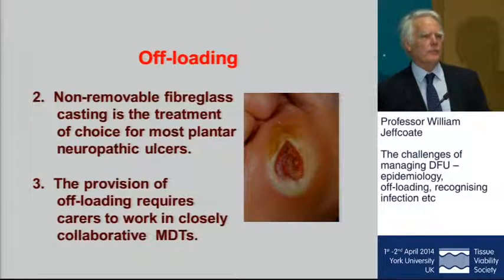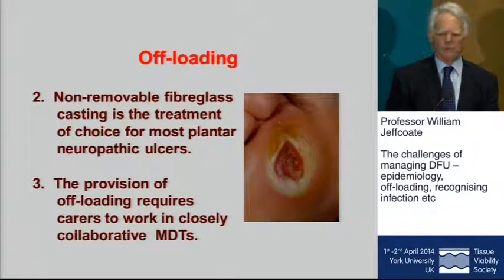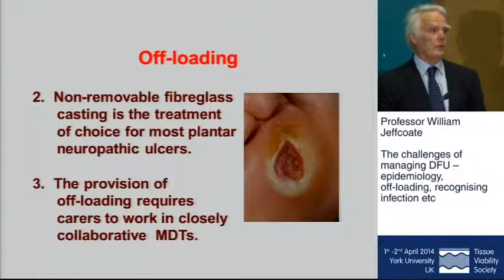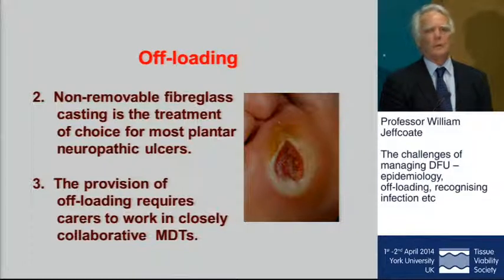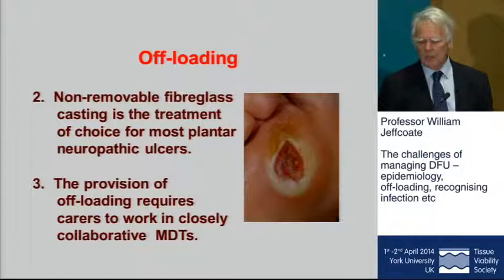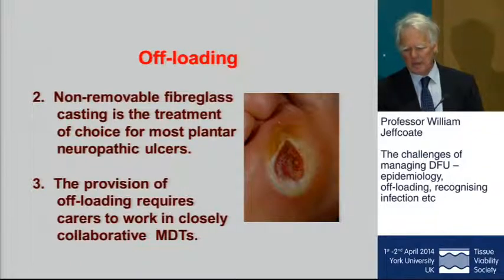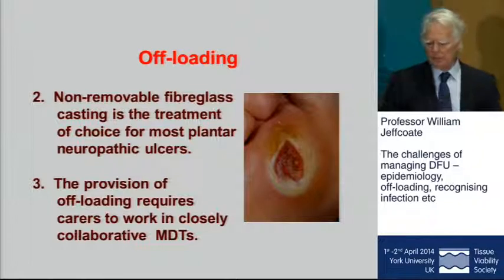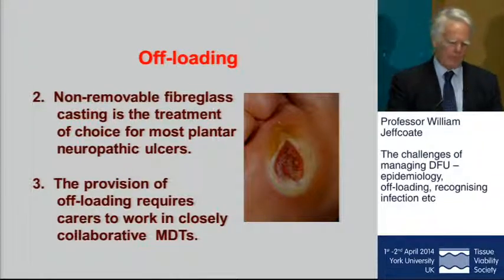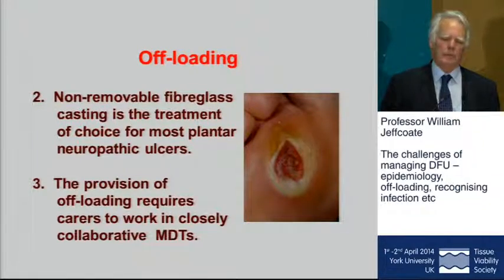But non-removable fiberglass casting is also the management of choice for plantar neuropathic ulcers, such as the one illustrated. And we still have the same problem. If you haven't got it in 40% of cases of people with Charcot, then certainly the same applies in people who've got neuropathic ulcers, and yet these are easily and rapidly healed if you achieve proper offloading. So we need to work much more effectively in collaborative multidisciplinary teams.